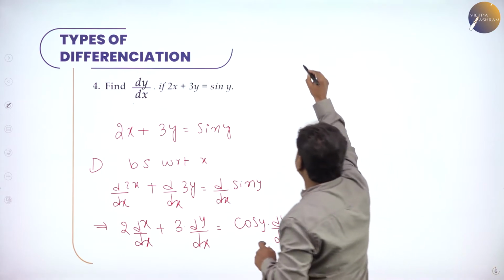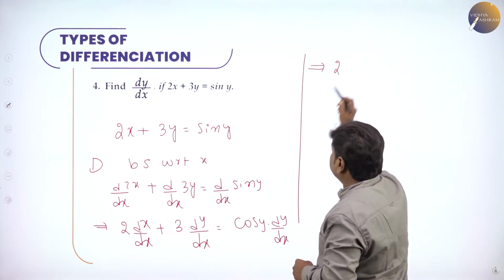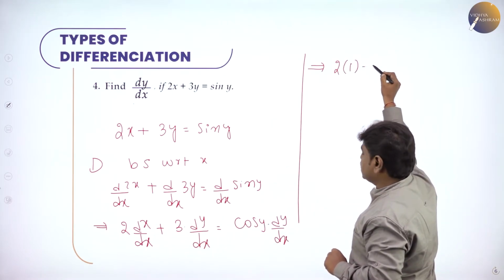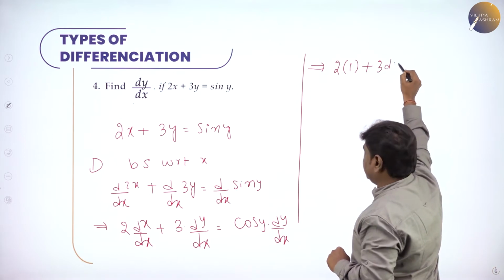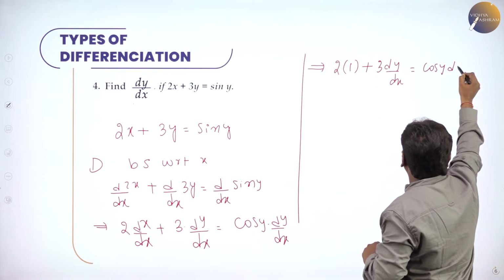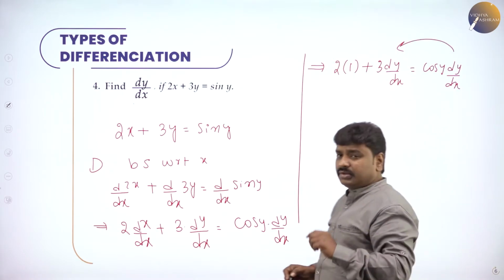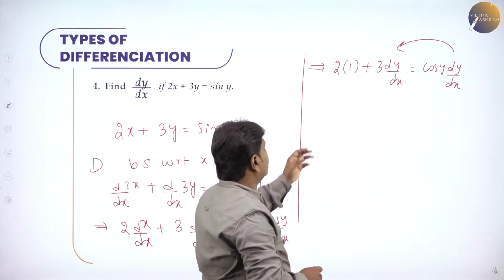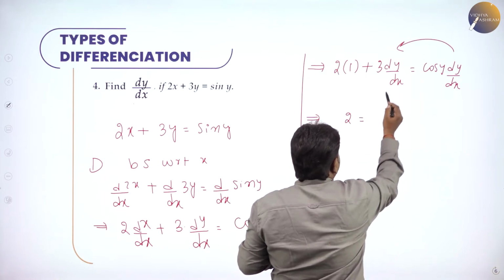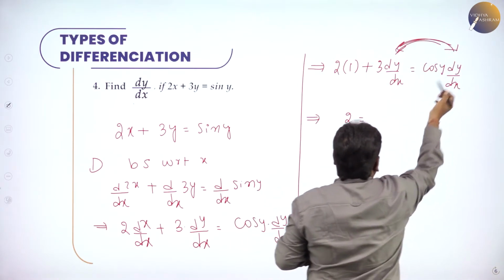Okay, now I have done differentiation. Simplify this further. The first term 2 into what is d by dx of x? All of you know d by dx of x is what? 1, plus 3 into dy by dx is equal to cos y into dy by dx. Now what is the method? So bring dy by dx to this side, means group dy by dx terms. Here already we have 2, anything is fine. So 2, I'll transfer this to this side. This term I'll transfer to that side.